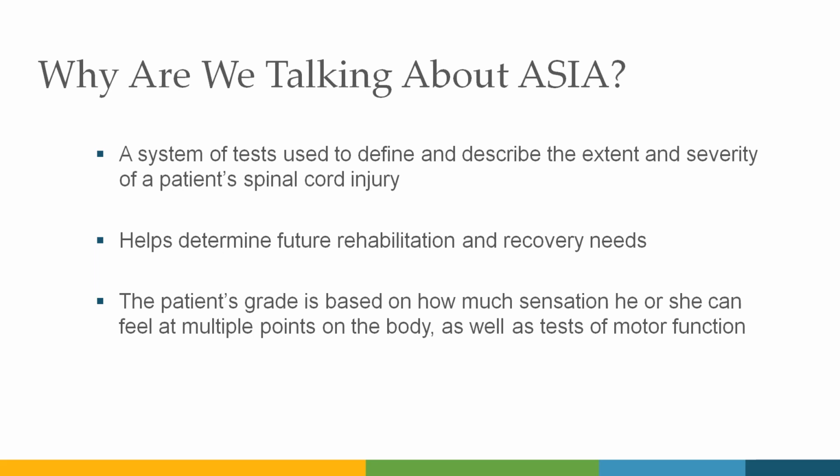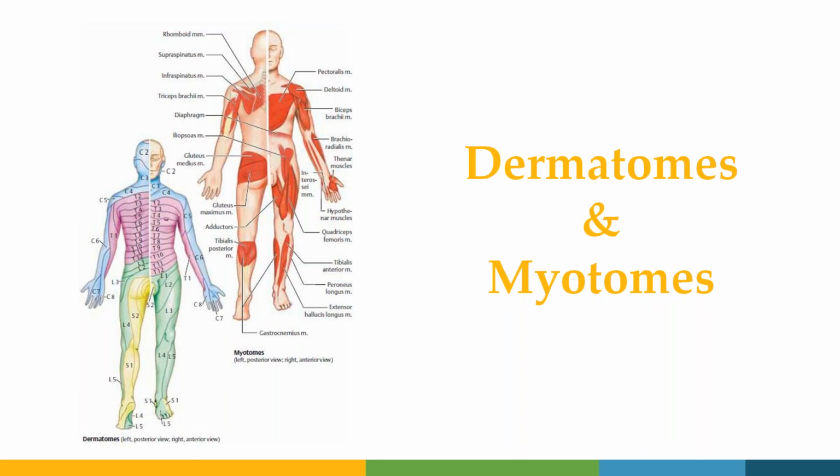Okay, let's move on to some of the classification systems. So again, I kind of covered what these are called. Ultimately, they're a system of tests that we use to define and describe the extent and severity of a patient's spinal cord injury. They also help us determine prognostic indicators, right? So future rehabilitation and recovery needs. And ultimately, the patient's grade is based on how much sensation he or she can feel at multiple points on the body, as well as specific tests of motor function.